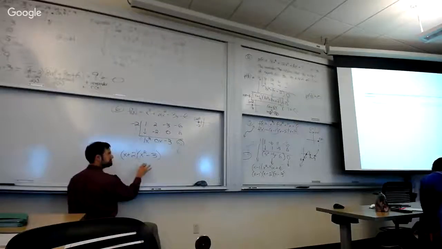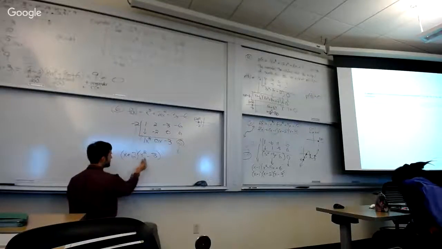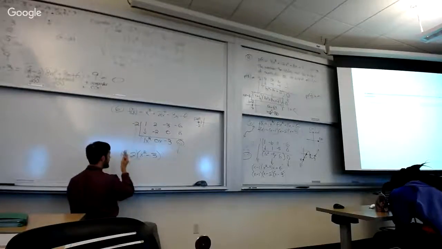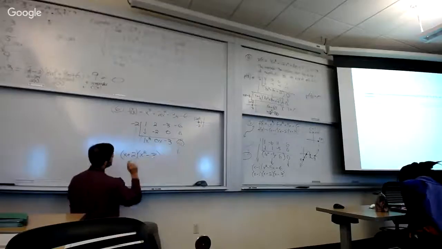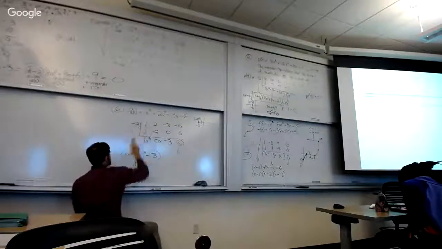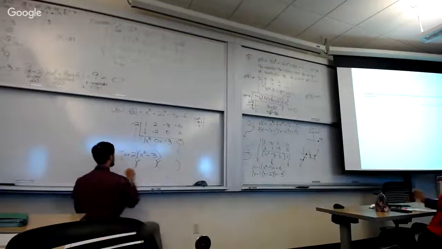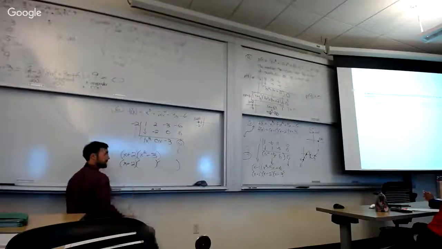Now, are we done? No. Why not? Because there's still a square, a quadratic in there. We want to get all the way to x, x, x. We want 3 factors, because it's x to the power of 3, so we want 3 factors. How does that last part factor?